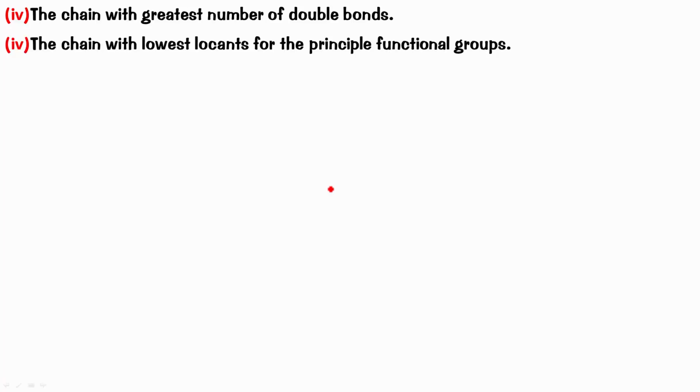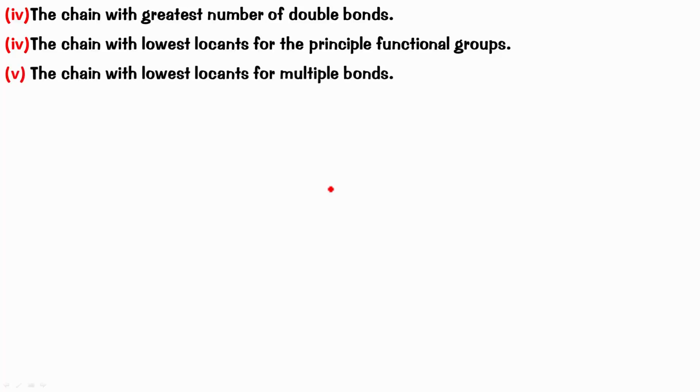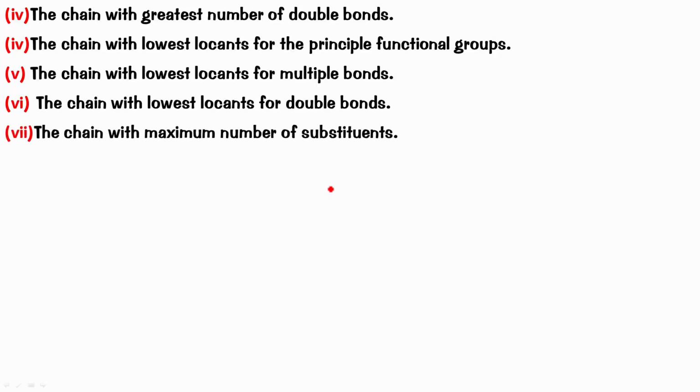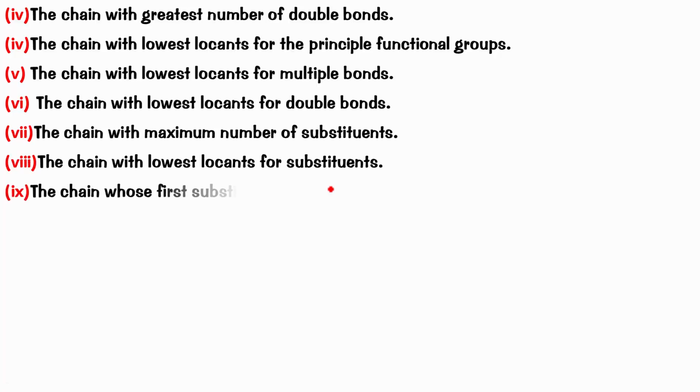If that doesn't work, the chain with the lowest locant for the multiple bonds, irrespective of double or triple. If that doesn't work, the lowest locant for double bonds. If that doesn't work, then the chain with the maximum number of substituents. If that also doesn't help, then the chain with the lowest locants for all the substituents. And finally, the chain whose first substituent comes first in alphabetical order.